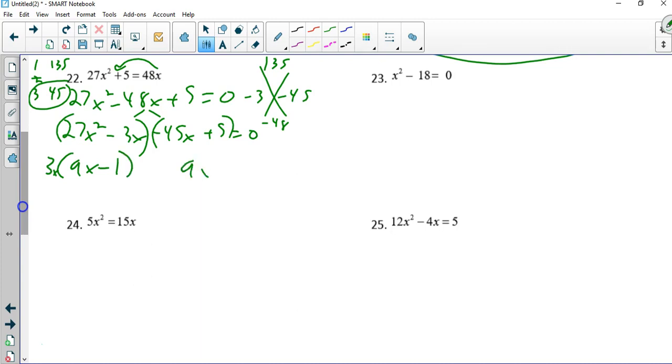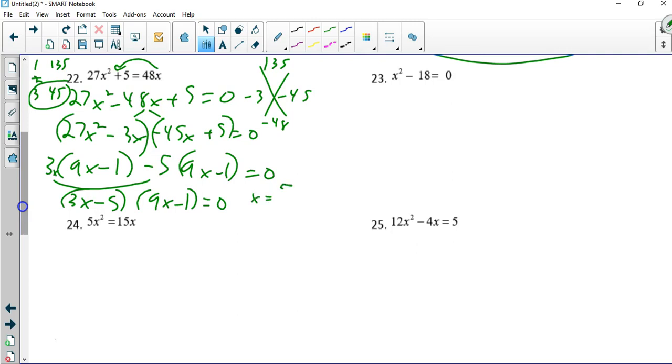Now I know I want 9x minus 1 over here. That's the nice part about this method. So therefore I can say, what do I divide negative 45 by to get 9? And that's a negative 5. And I can confirm 5 divided by negative 5 is negative 1. I hook these two up. 3x minus 5 times 9x minus 1 equals 0. I set them both equal to 0. Move the 5 over. Divide by 3. Move the 1 over and divide by 9. 5/3 and 1/9.